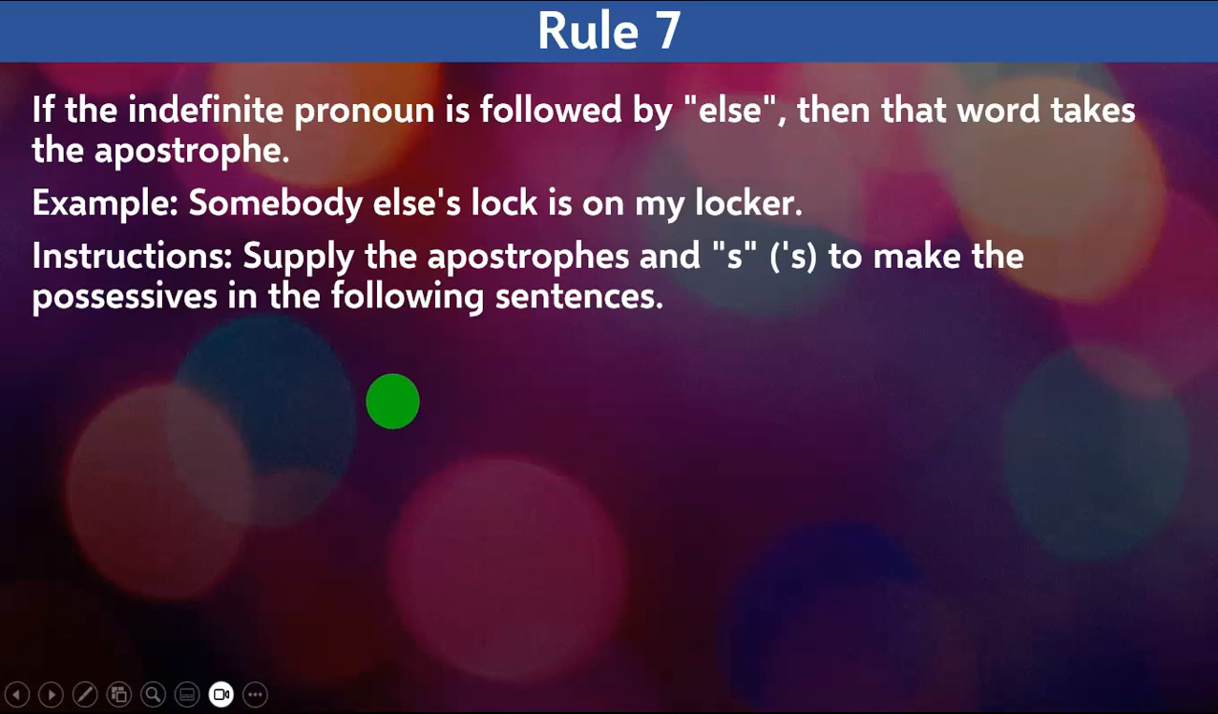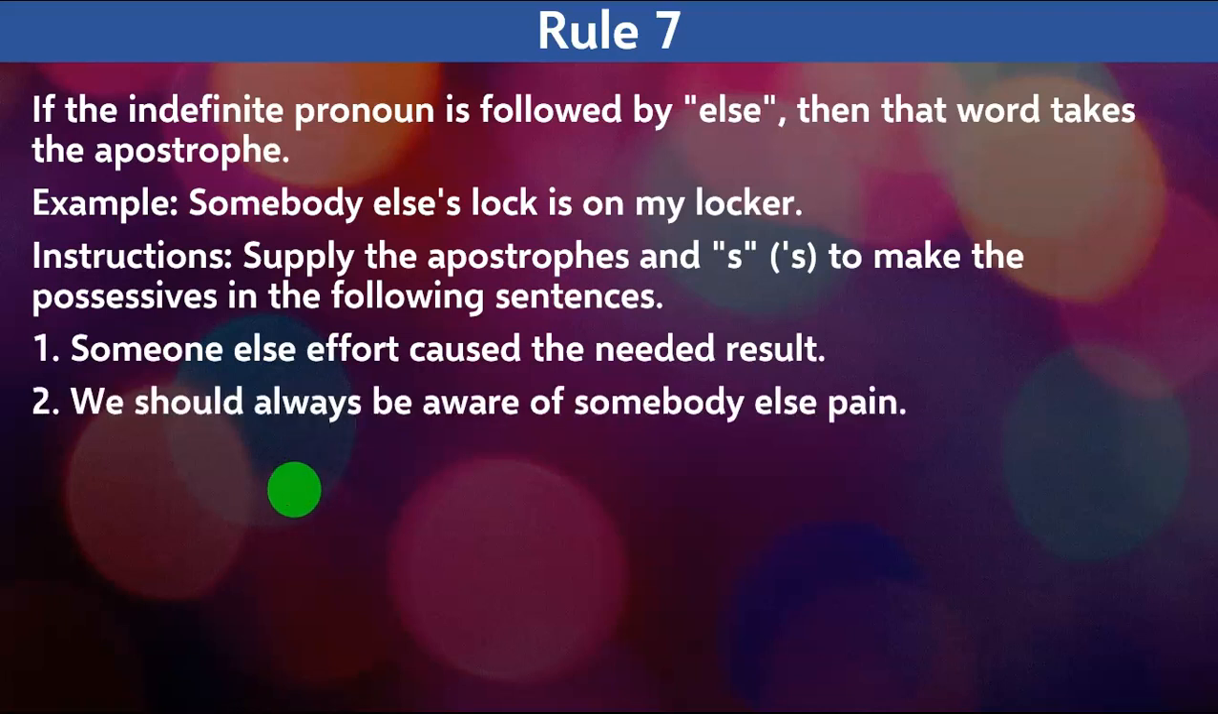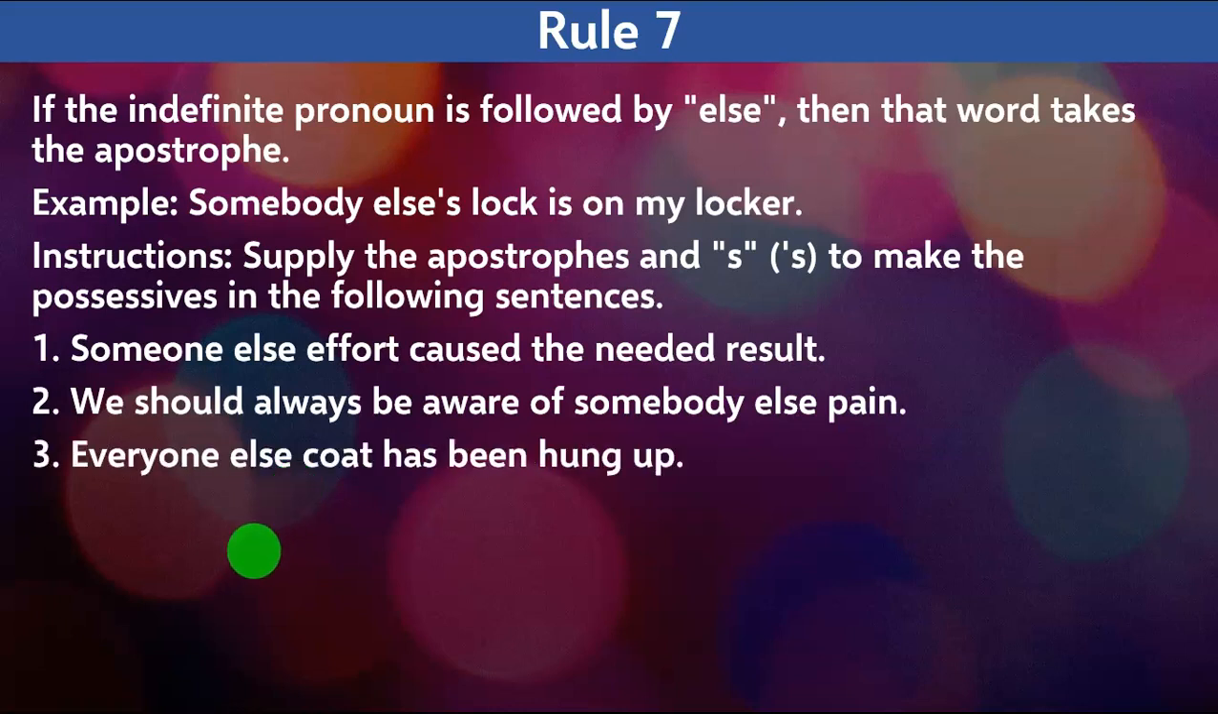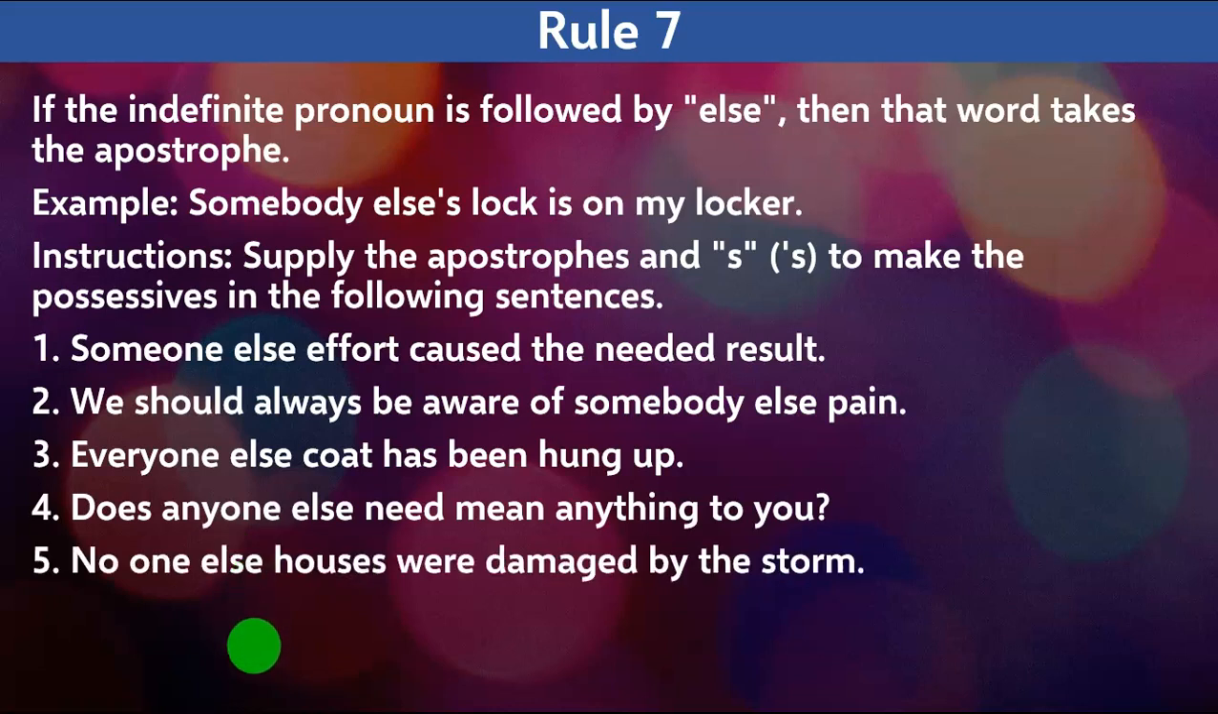Instructions. Now let's take a quiz on this, but on rule number 7. Number 1, someone else effort caused the needed result. Number 2, we should always be aware of somebody else pain. 3, everyone else coat has been hung up. Number 4, does anyone else mean anything to you? Number 5, no one else houses were damaged by the storm. Now your 10 seconds on this question start now.